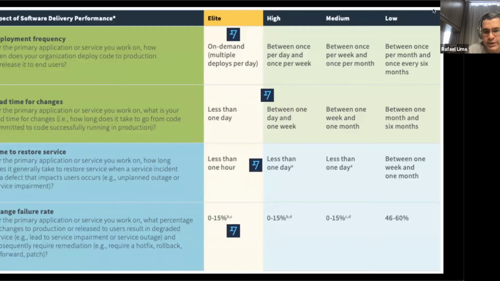The time to restore is around an hour. It depends on the issue. I guess 2 weeks ago we had an outage in AWS, which was bigger than what we expected. Some of the stuff happened, but usually it's pretty fast to recover. And the change failure rate also depends on the team, but it's between 0 and 15%.